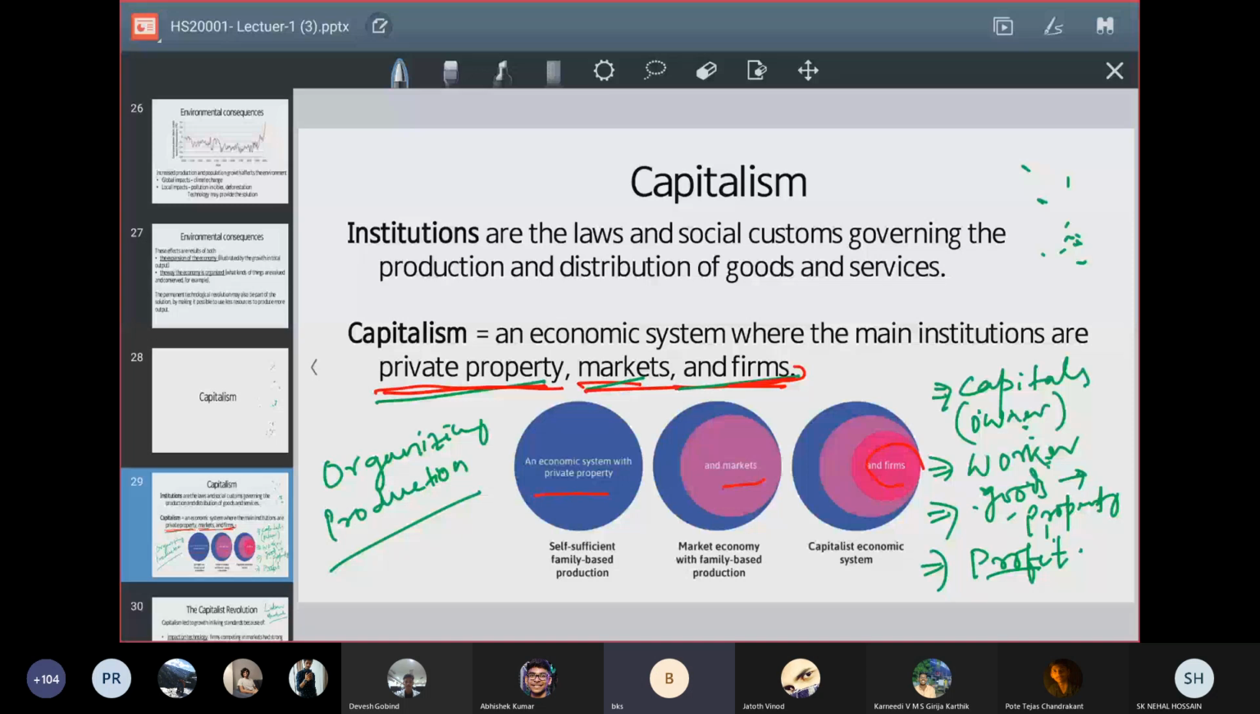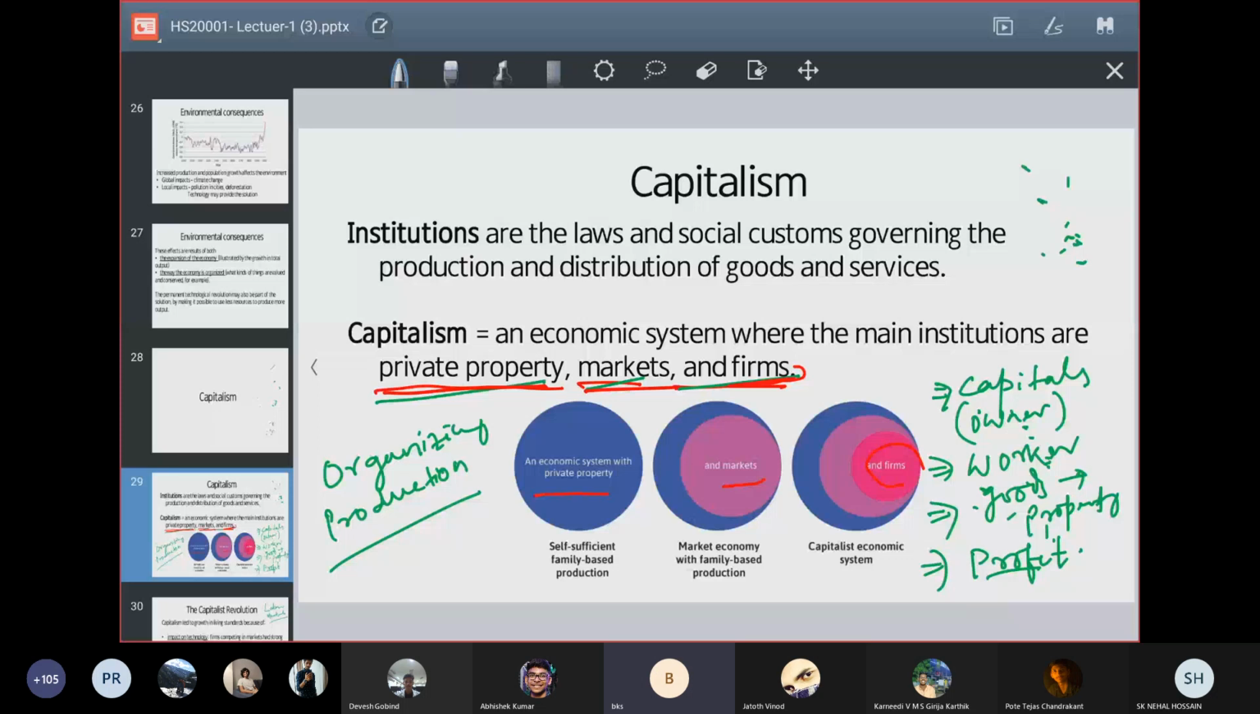So why is it important? Because if you don't have private property, then you will not be able to sell anything, because you do not own it. So protecting private property is one of the key tasks of the government in modern economies.